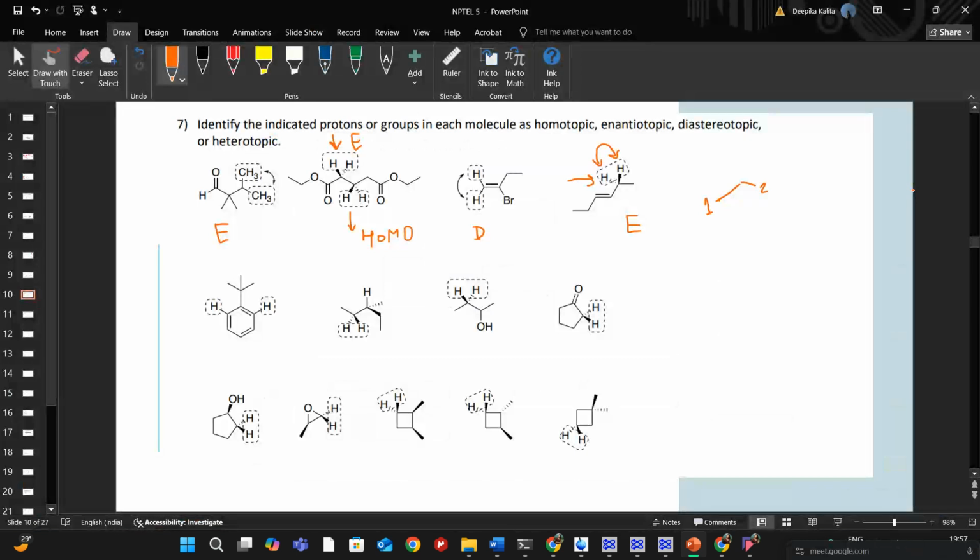So I hope the topicity of these four molecules are clear to you. Now we will move to the next molecules given, okay? So in the fifth molecule, if you notice, these two protons will be lying exactly in the identical chemical environment. Hence, these two will be homotopic protons.